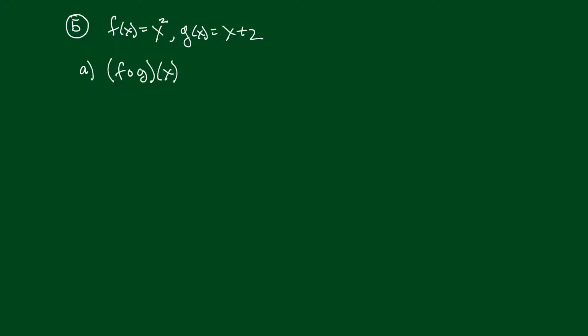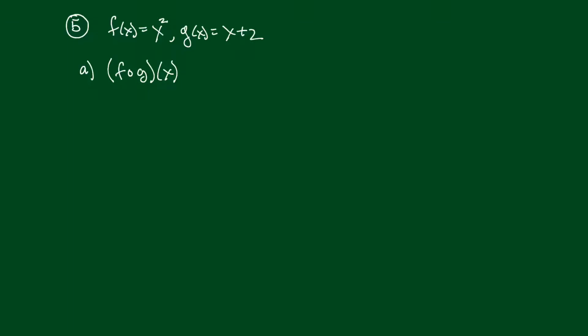We're given two functions, the f function, which says whatever comes in you square it, and the g function, which says whatever comes in you add 2 to it. And now what we want to do is compose the two functions. In part A, we want to take f of g of x.